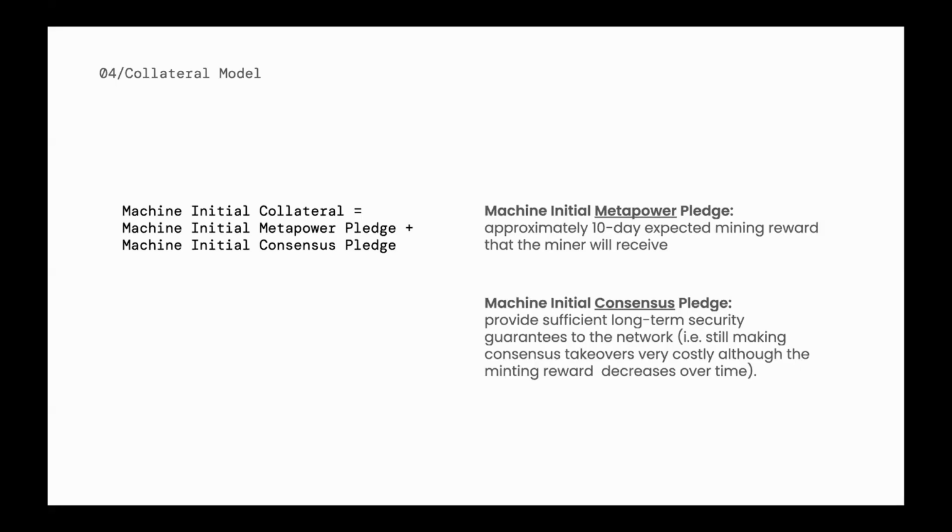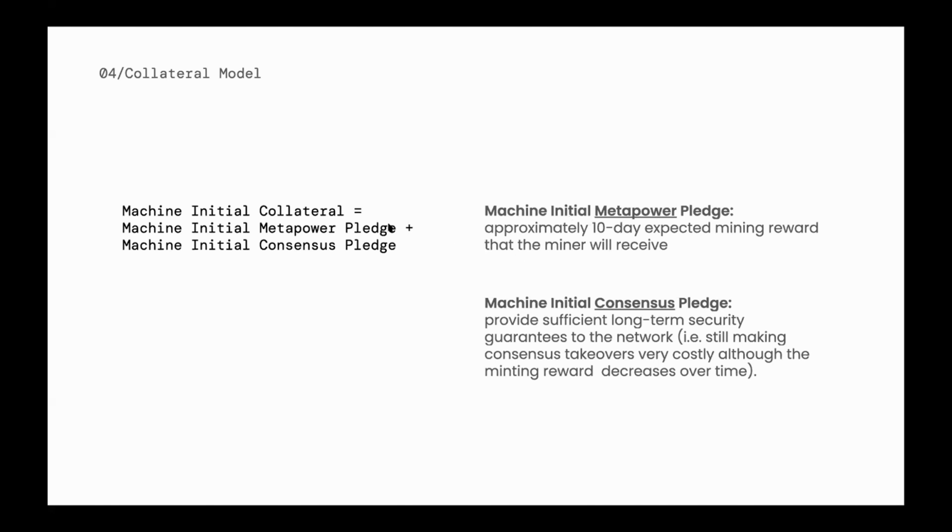Okay, so this is about the reward minting model. The next thing I want to talk about is the collateral model. This is important because every single miner needs to pledge, needs to put up collateral when you host your machine. So the collateral model follows this formula. The machine initial collateral equals the machine initial mining power pledge plus the consensus pledge.